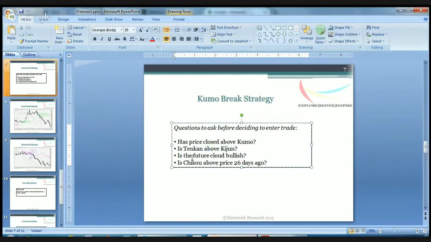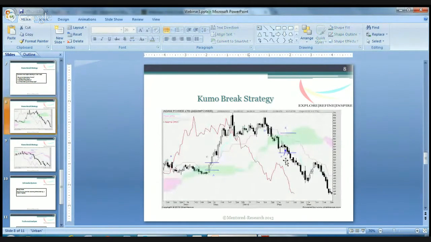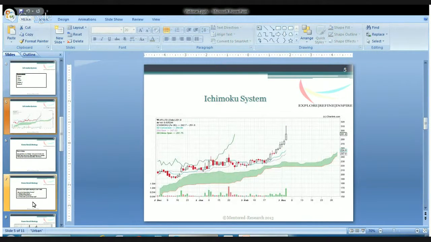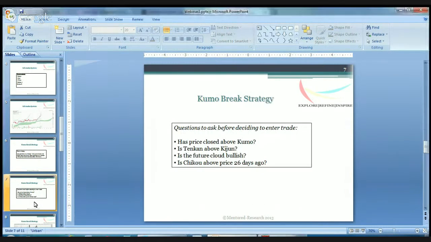And the third thing you ask is the future cloud bullish? Okay, you have already seen this future cloud. This is the future cloud. That needs to be bullish for this strategy, because that tells you that you have support for the stock in the future. And the most important thing again is the Shikao. Is the Shikao above price 26 days ago, which tells you that you have clear momentum on the stock. Otherwise, your stock is going to face resistance if the Shikao is below the price from 26 days ago.